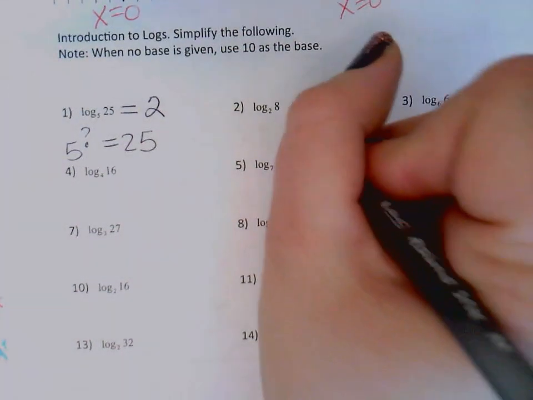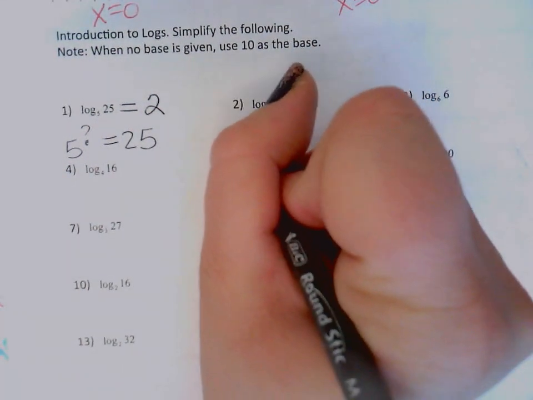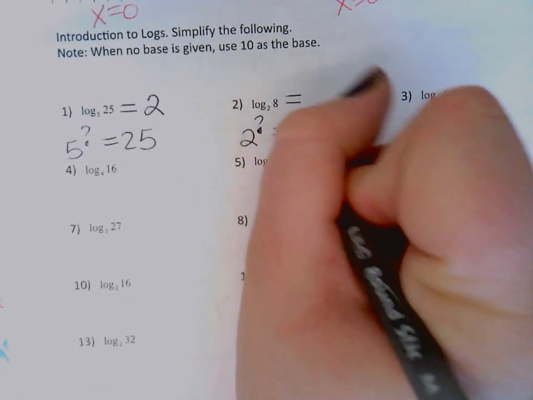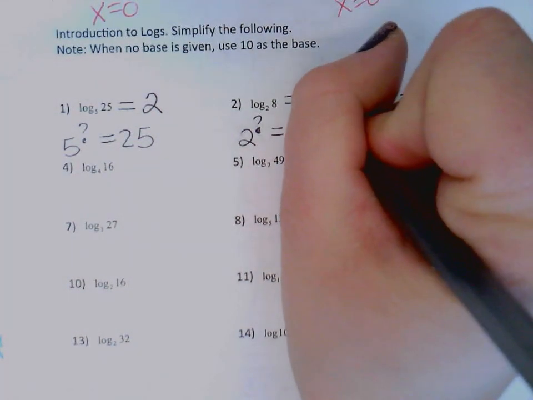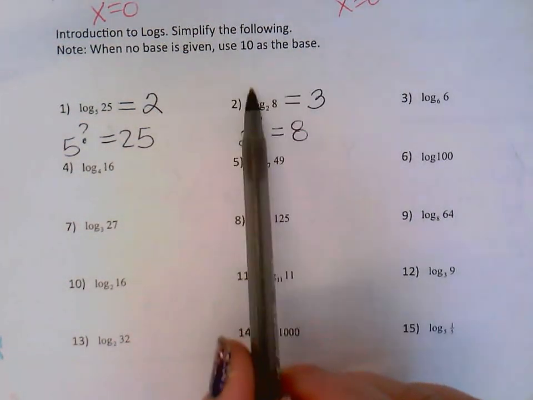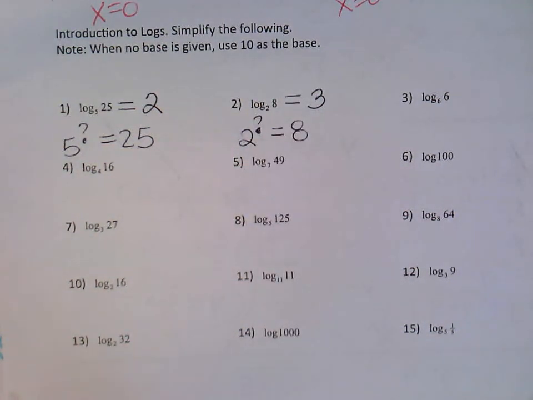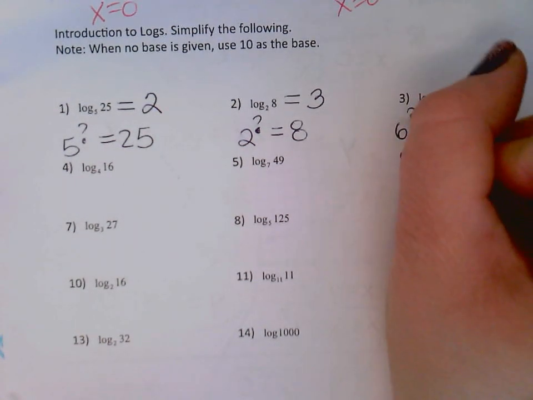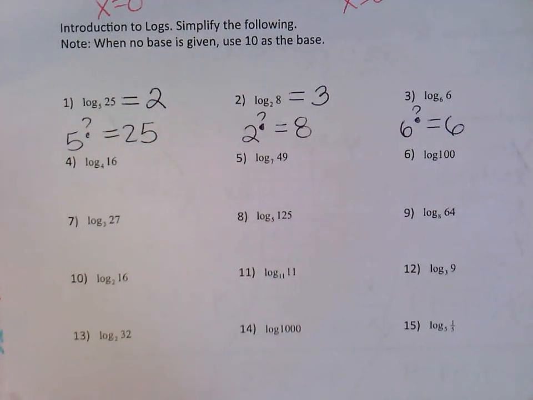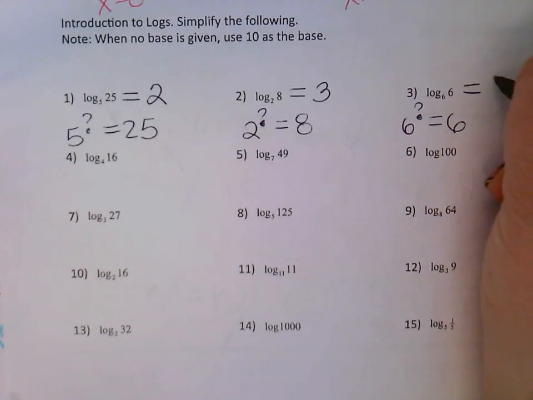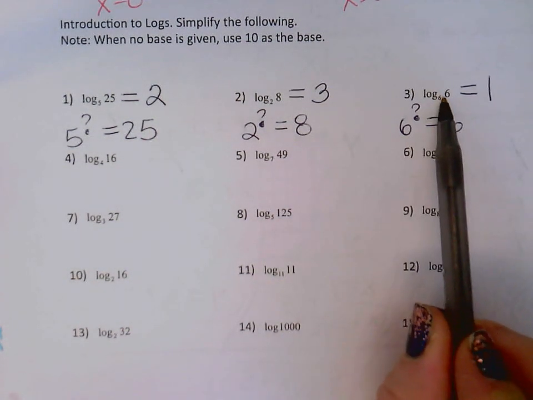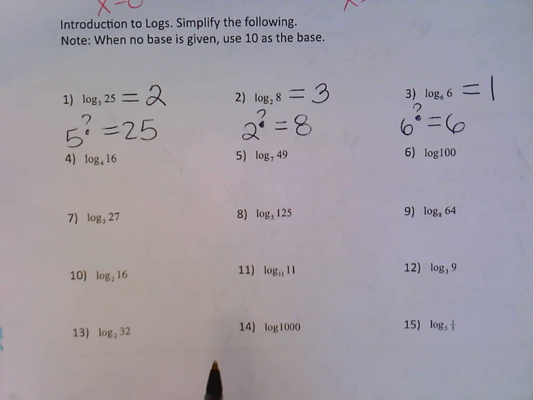So if I answer the next question the same way, I'm thinking in my head, 2 to what power will give me 8? So what is the value? 2 to the what is 8? It's cubed, right, 3. 2 cubed is 8. So the answer to this log question is 3. You're evaluating that log. The next one is asking you 6 to what power gives you 6? So the answer would be 1. So the log base 6 of itself is 1. Does that kind of make sense?